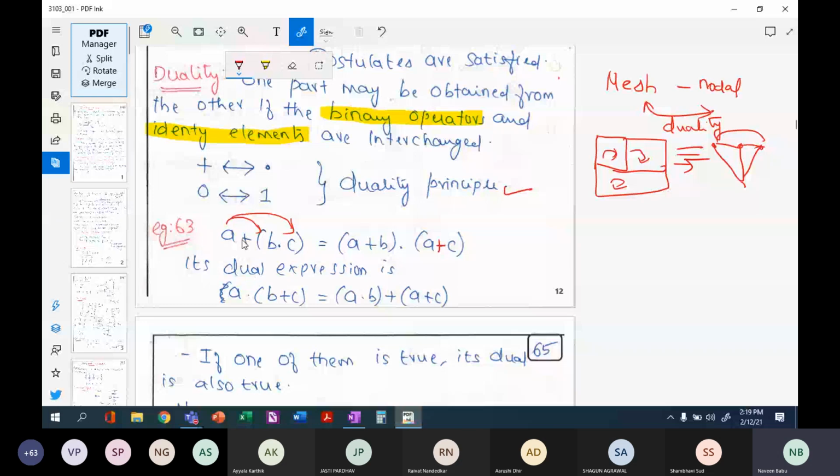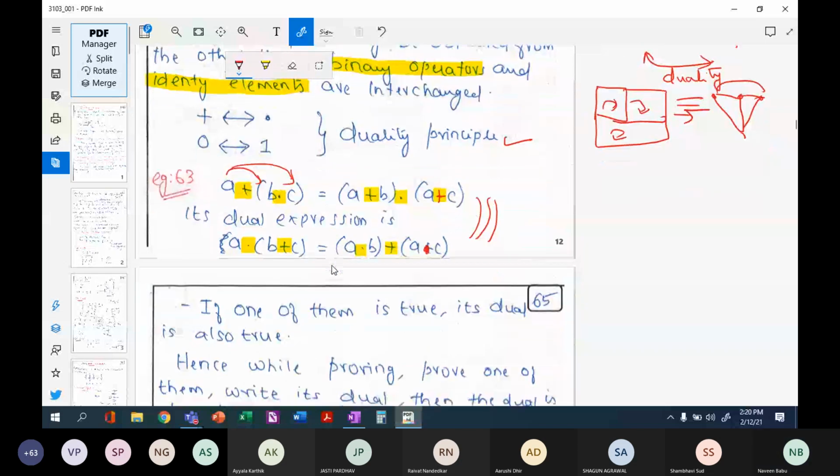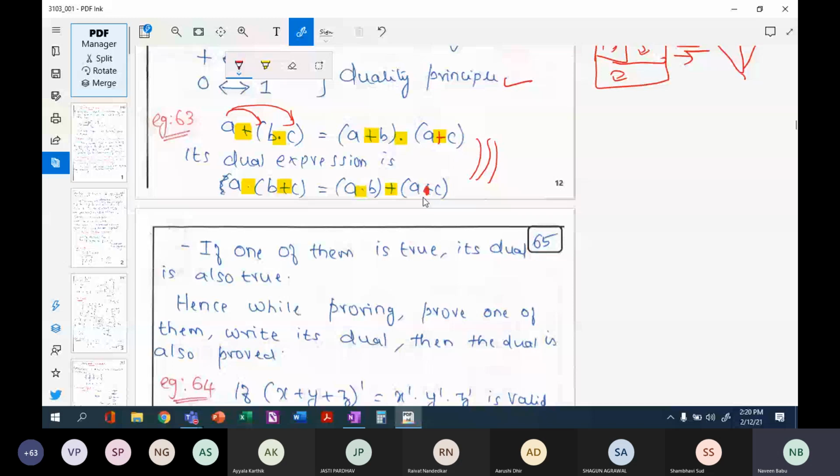So here, if we transform this plus to dot and this dot to plus, then on the right hand side also, this plus gets transformed to this dot and this dot gets transformed to plus. This plus will get transformed to this dot. Okay, so this is how both the expressions are equivalent. In fact, these two expressions are equivalent. What it says is, if one of them is true, then the other will also be true. The dual equation will also be true.